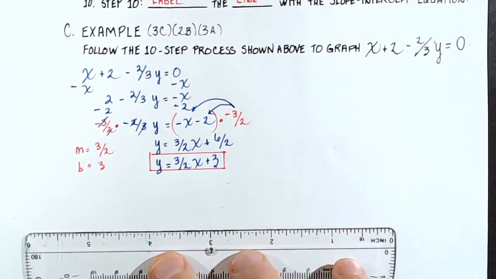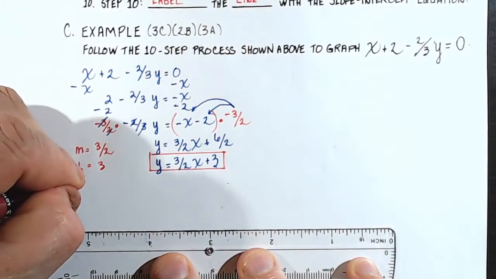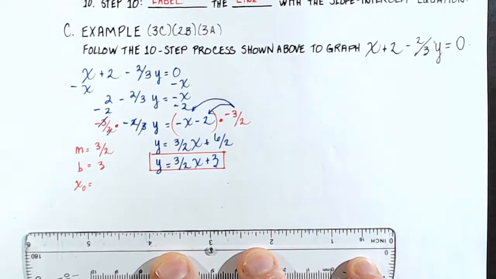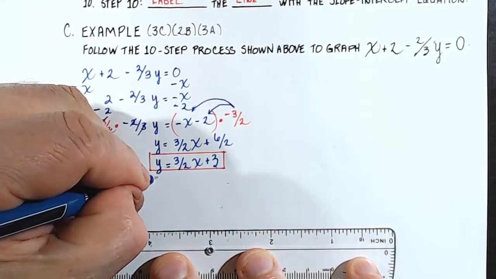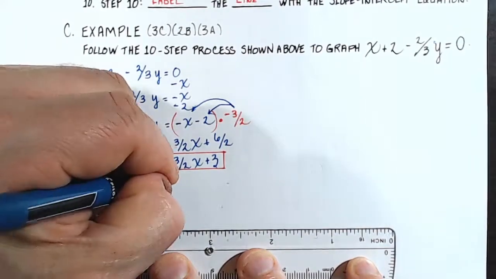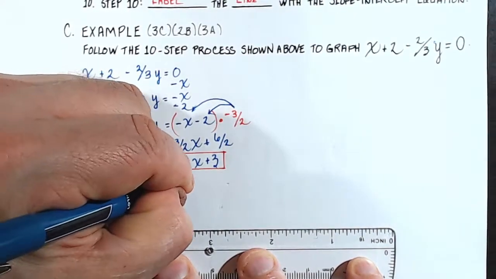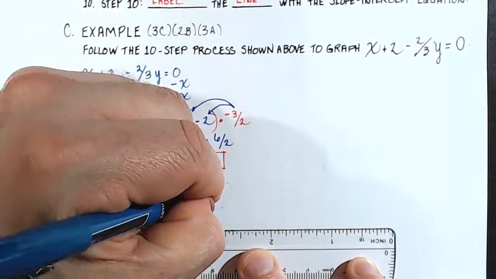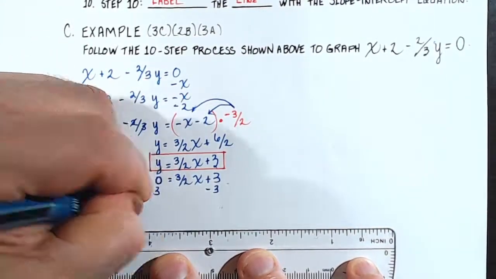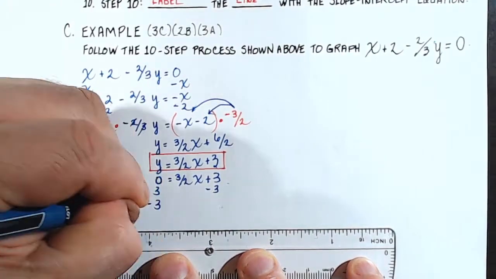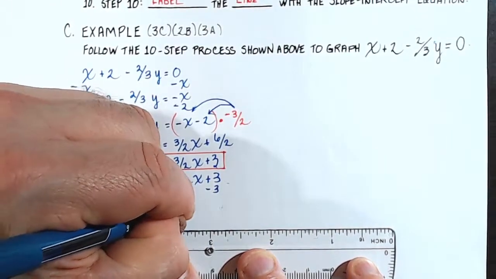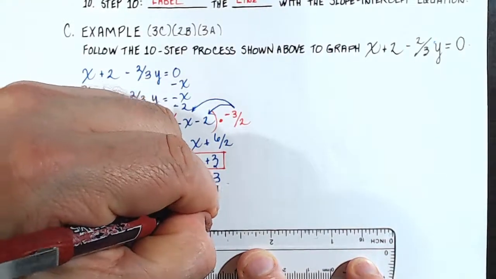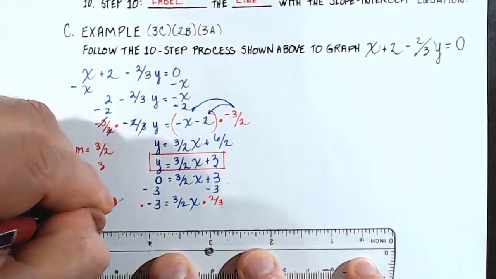Now we have to find the x-int. Okay, so we've got the y-int at 3. What is the x-int? Well, to find that, we just set y equal to 0 and rewrite the equation 0 equals 3/2x plus 3, and then solve for x, minus 3 on both sides. Negative 3 equals 3/2x. Now we're going to multiply by the reciprocal, which would be 2/3 on both sides.